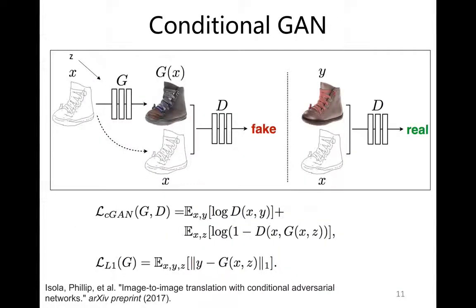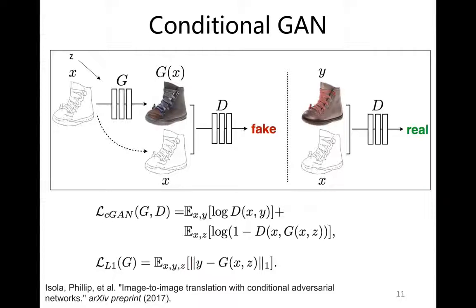So the idea to alleviate this problem is to use the conditional GAN structure. By conditional GAN, we mean that, in a traditional GAN, we have random noise, a Gaussian noise, as input, and the image as output. Here, the input can also be an image, and the output is also an image. So here we transform the edge image to the real image.